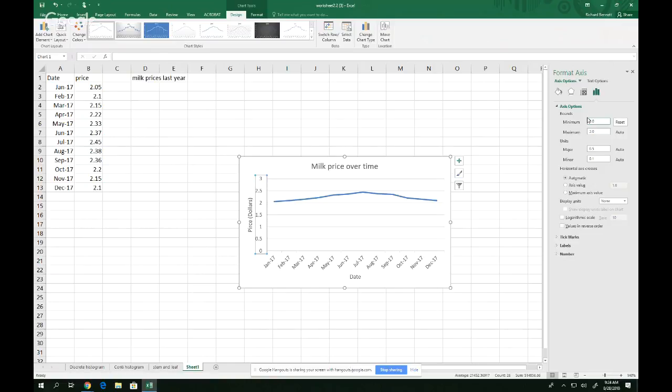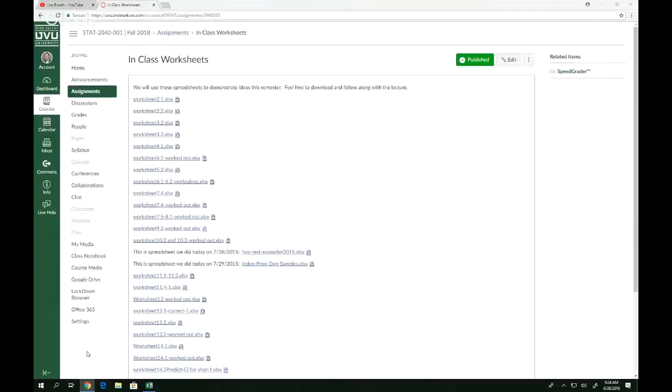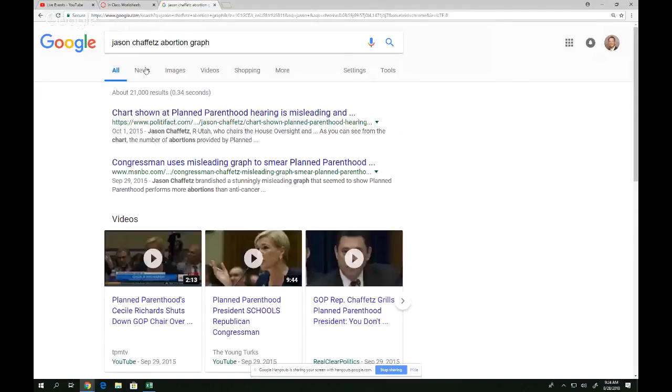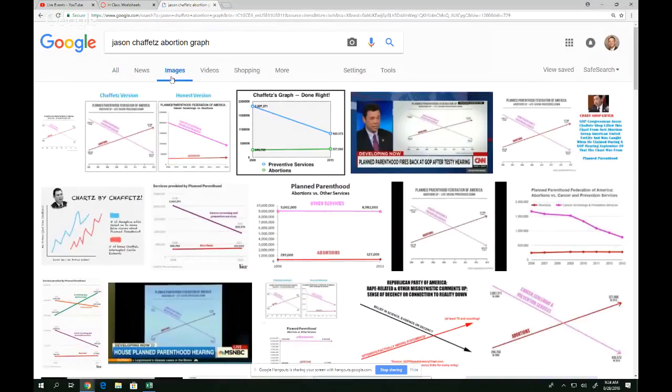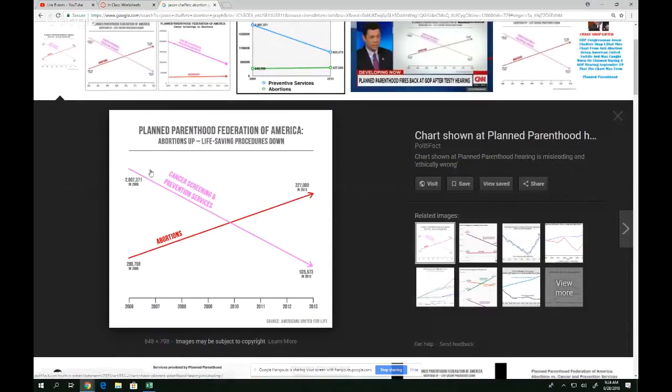If you want to distort it like that, in fact, that brings up another thing. Let me just mention this. True story, Jason Chaffetz abortion graph. You guys remember when Jason Chaffetz was our congressman from Utah? He actually used this graph right here in a congressional hearing against Planned Parenthood. Is this a good graph or a bad graph? Incredibly bad. Incredibly bad graph.